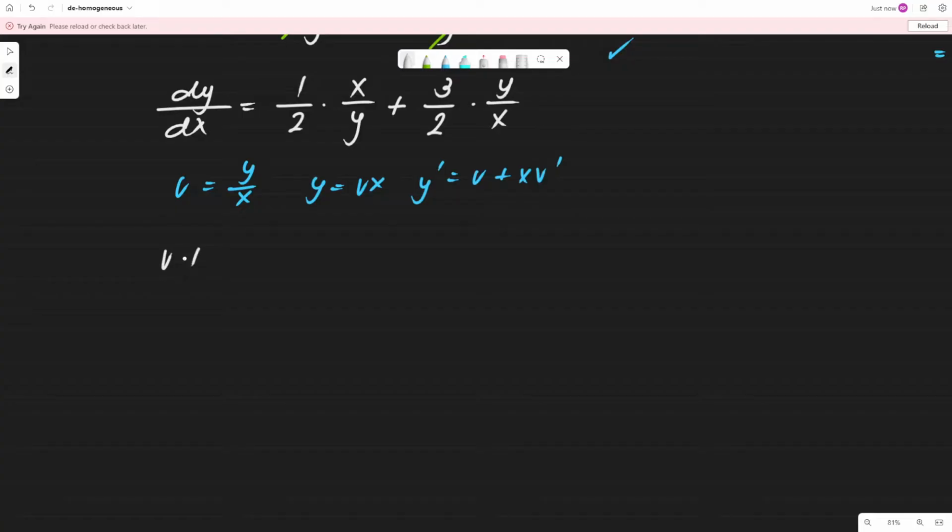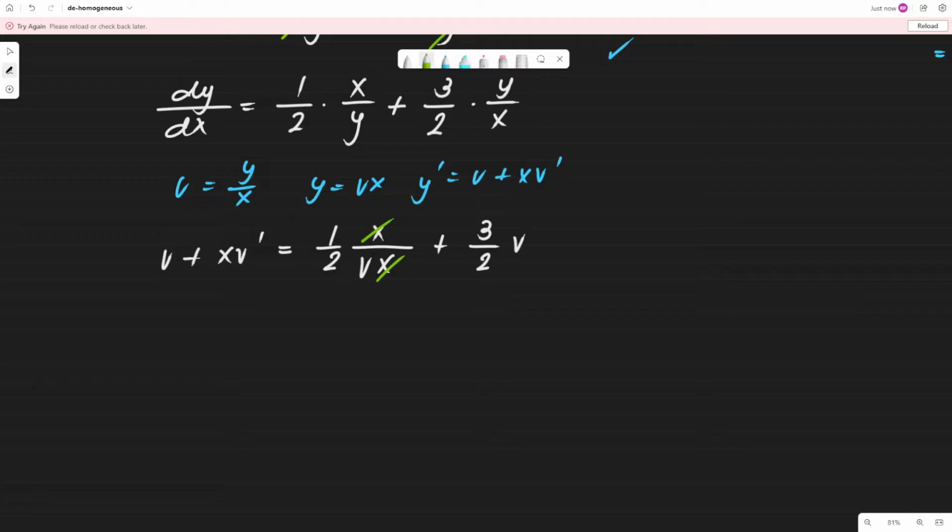So, we have v plus xv prime is equal to 1/2 x over y. So, we have x over vx. So, makakancel yung x natin later. Plus 3 over 2 times what? So, that is y over x. So, that is simply v. Okay, so sabi ko nga makakancel to.